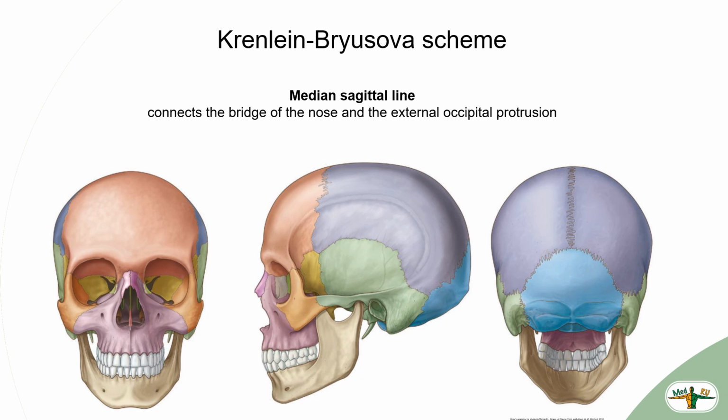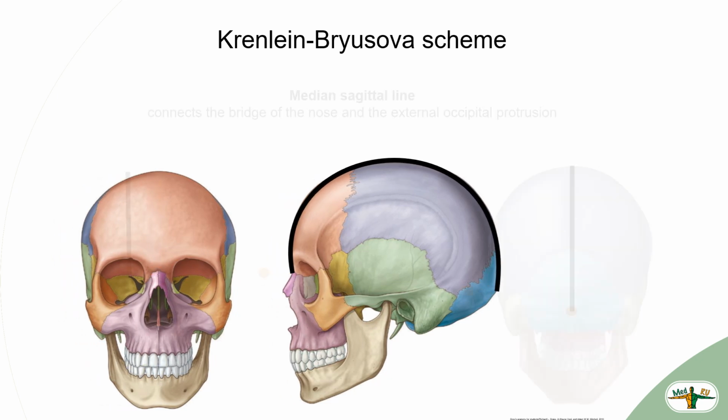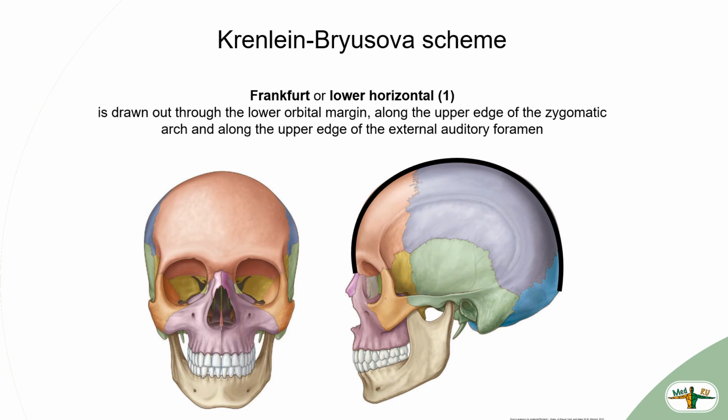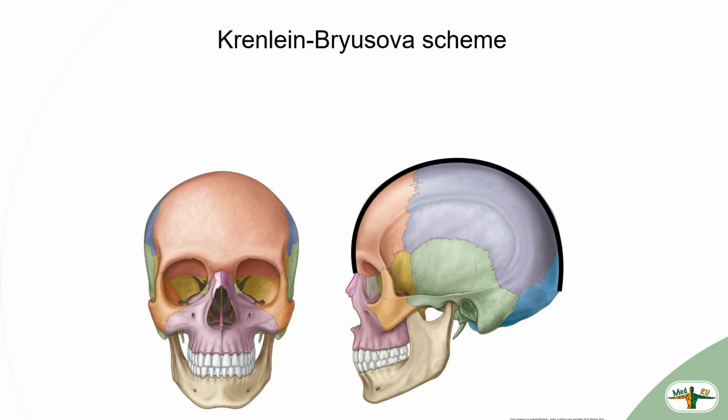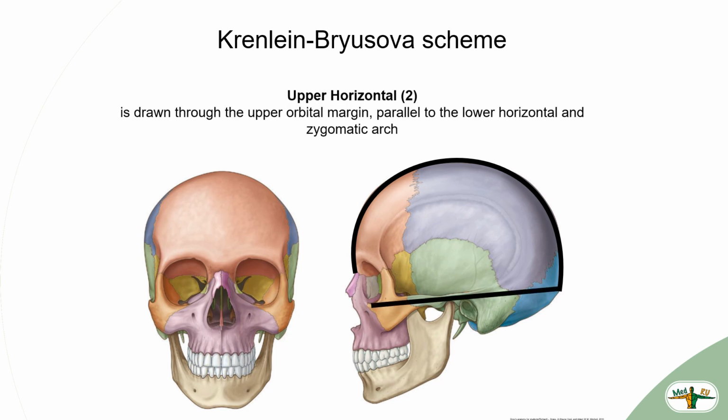Median sagittal line connects the bridge of the nose and the external occipital protrusion. Frankfurt or lower horizontal is carried out through the lower orbital margin, along the upper edge of the zygomatic arch, and along the upper edge of the external auditory foramen. Upper horizontal is drawn through the upper orbital margin, parallel to the lower horizontal and zygomatic arch.